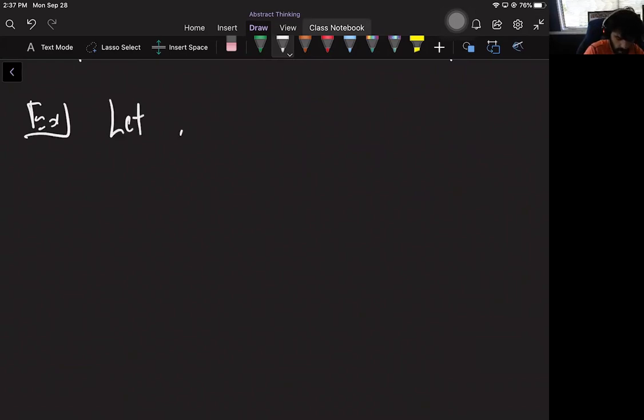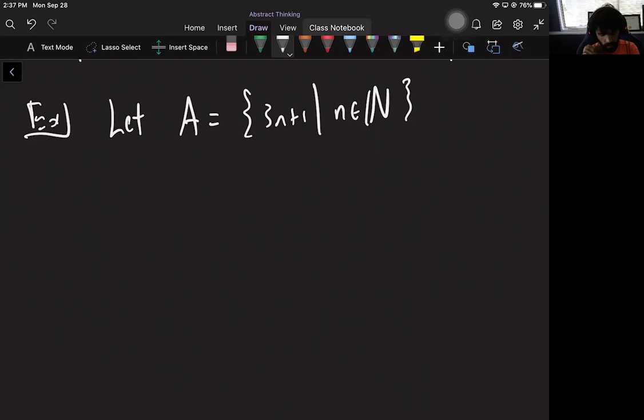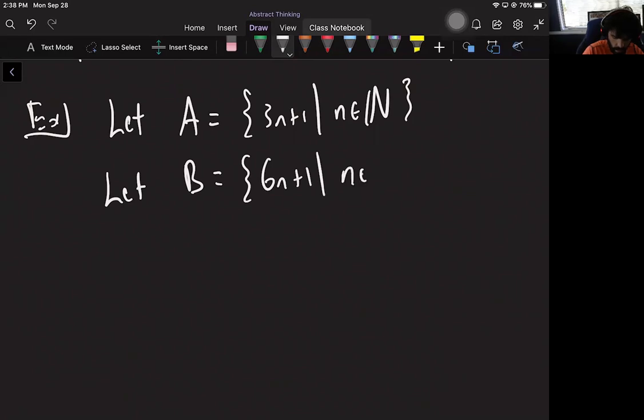All right, so how about this? Let A be this set, the set of numbers that look like 3n plus 1, where n is a natural number, and B will be the set of numbers that look like 6n plus 1 instead, where n is a natural number.